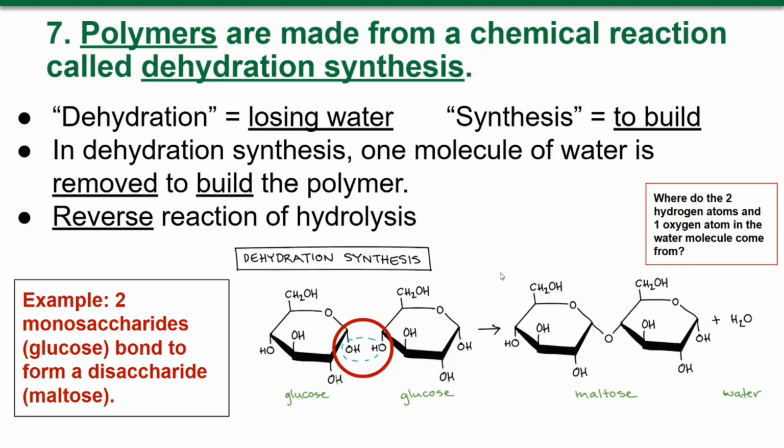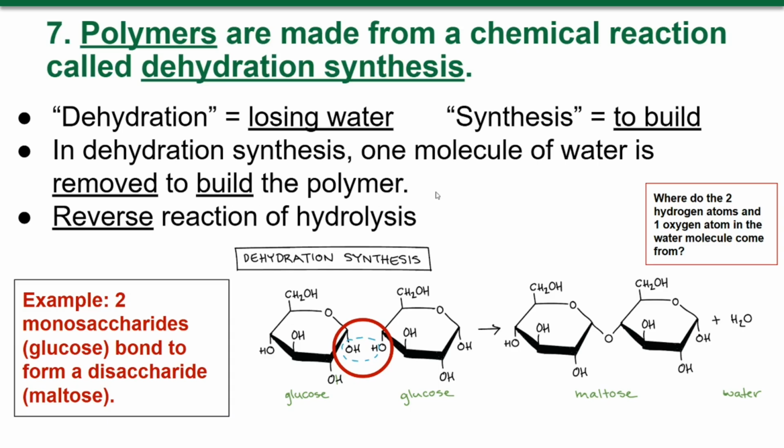Now, polymers are made from a chemical reaction called dehydration synthesis. Before, we learned about hydrolysis, which is where we used water to cut something, but now we're going to learn about the opposite, which is dehydration synthesis. If you've ever thought about being dehydrated, what does that mean? It means that you don't have enough water. So dehydration means that you're losing water, and the word synthesis means to build. So in dehydration synthesis, one molecule of water is being removed in order to build the polymer.